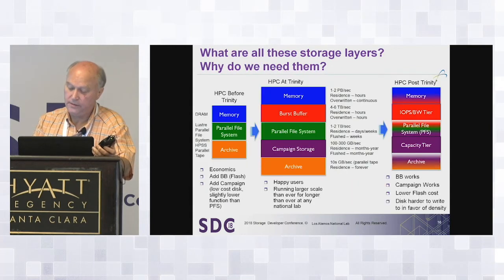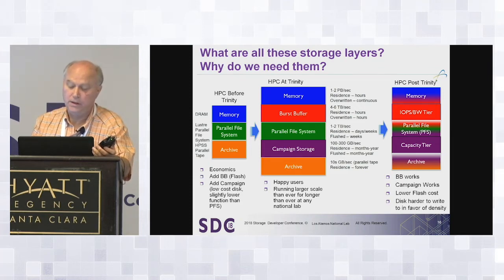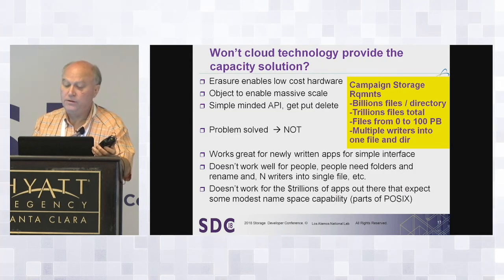So this tier here, this campaign tier, this capacity tier, how are we going to provide that tier for us? From a software point of view, it's cheap disk. How are we going to use it? And you might say, well, shoot, cheap disk, that's easy. Just go buy an object server.